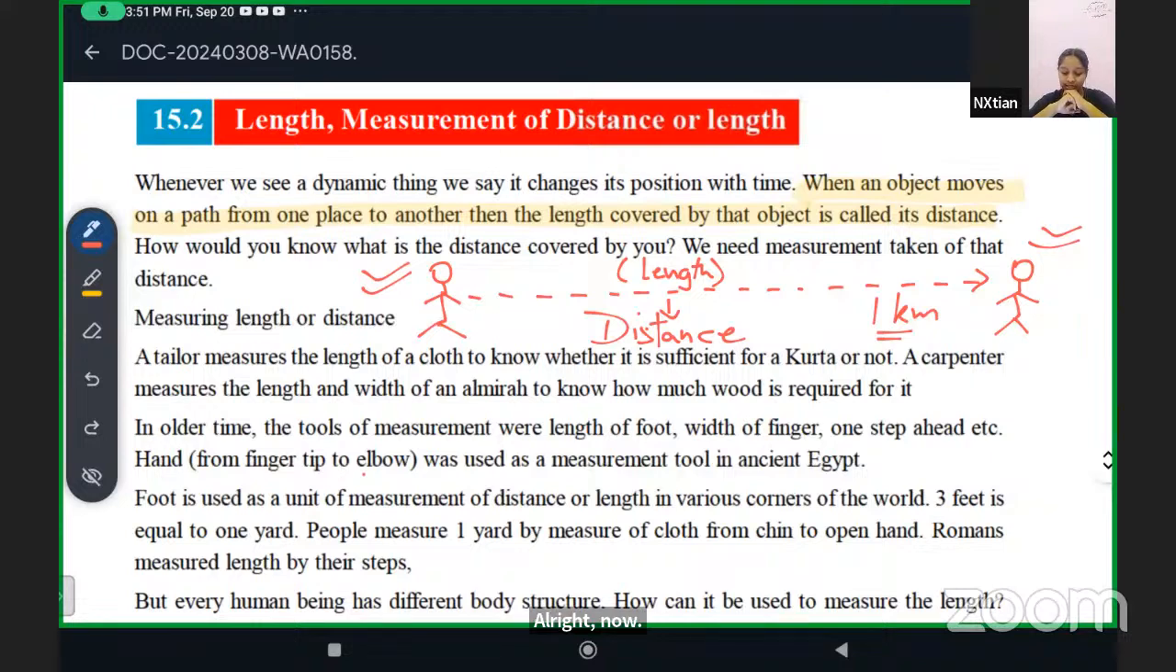Now, whenever we see a dynamic thing, we can say it changes its position with time. What does it mean when I say that something is dynamic? It means that it keeps on changing. People use dynamic in phrases such as a dynamic environment, a dynamic culture, because some things keep changing.